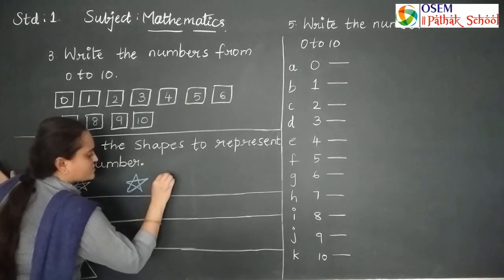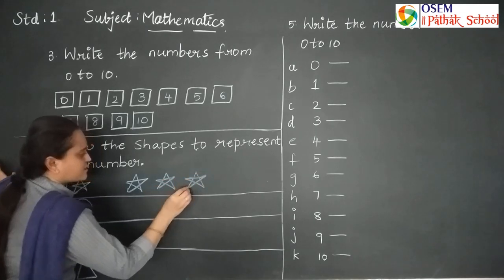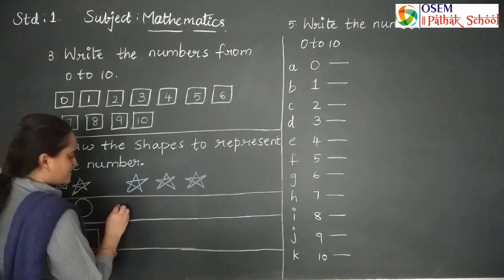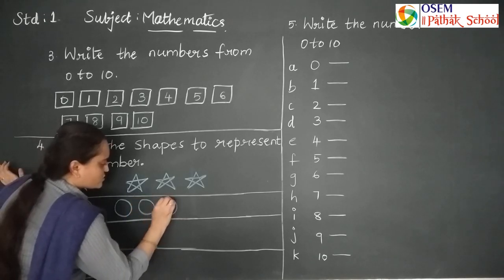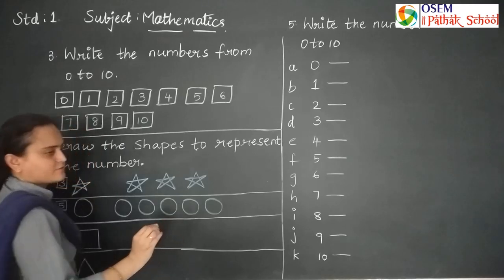1, 2 and 3. Then after that, an oval circle shape is given. Then how many times do we have to draw a circle? 5 times. 1, 2, 3, 4, and 5.